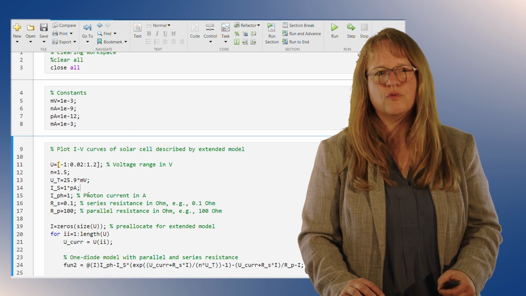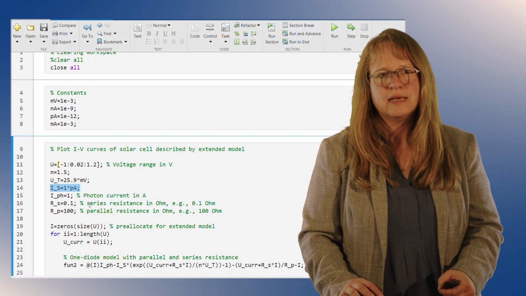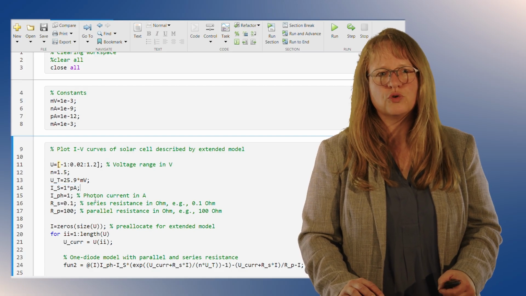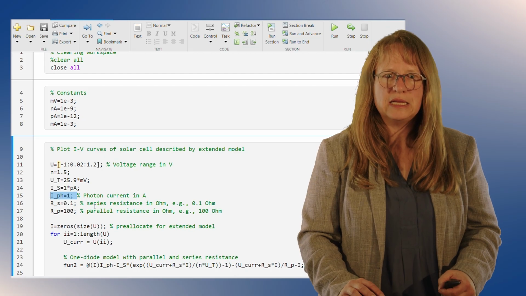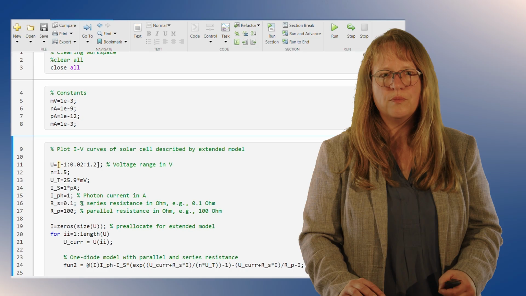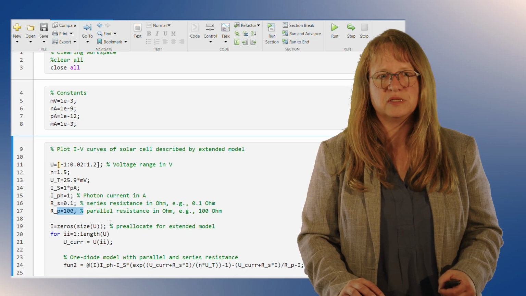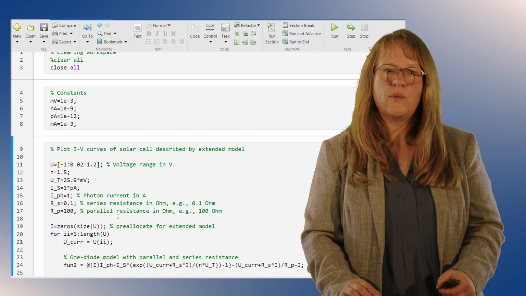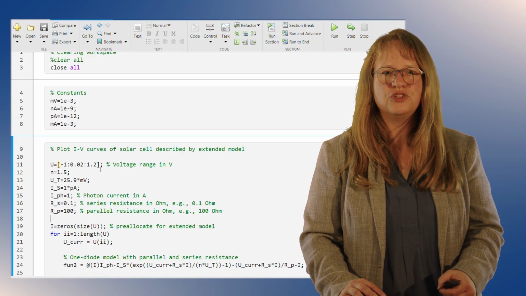I'm assuming a reverse bias saturation current of 1 picoamp, and a photocurrent of 1 amp here. I'm now putting in a series resistance of 0.1 ohm here and a parallel resistance of 100 ohm at this position. And now I want to calculate, first of all, what the currents are for the voltages I've given here.